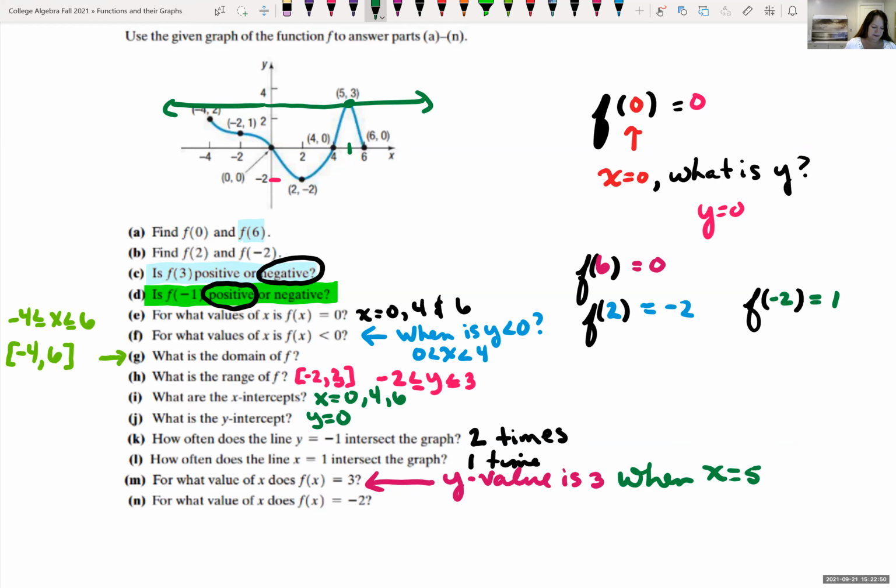And then the last one is similar. For what value of x does f of x equal -2? In this case, we're looking at what x value gives us a y value of -2, and there's only one spot again where this is crossing the graph. And so this is when x equals 2.